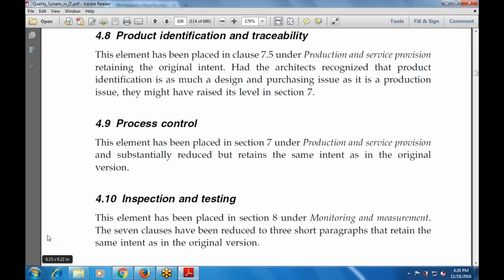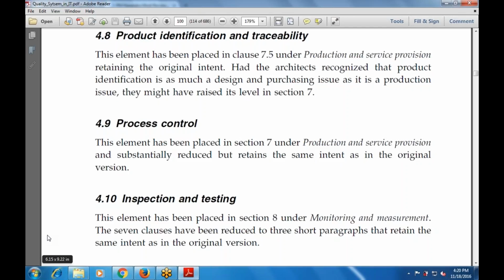Then process control. This is also a provision for production and service, and it has been reduced but retains the same intent as in the original version. So whatever the original data was, it has been reduced in content but keeps the same intent as the original version.